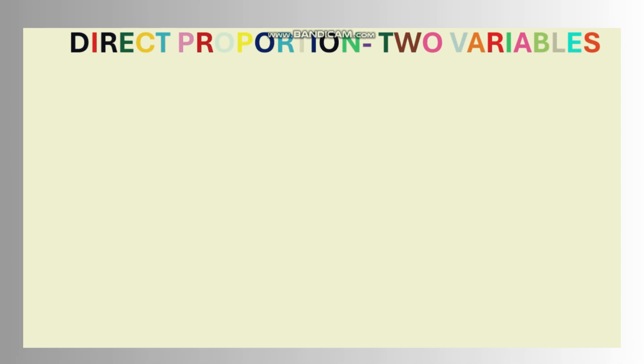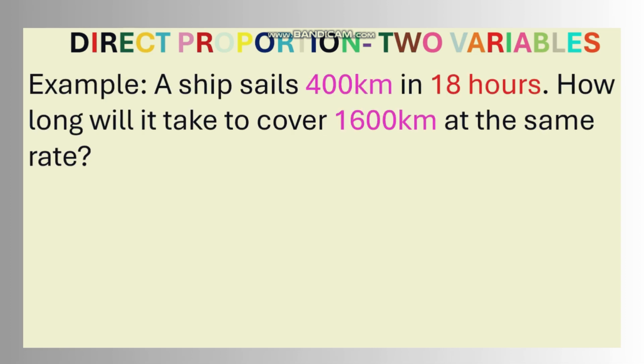Now, today we are looking at direct proportion that has to do with two variables. Now, we're going to look at this example. It says a ship sails 400 kilometers in 18 hours. How long will it take to cover 1,600 kilometers at the same rate?